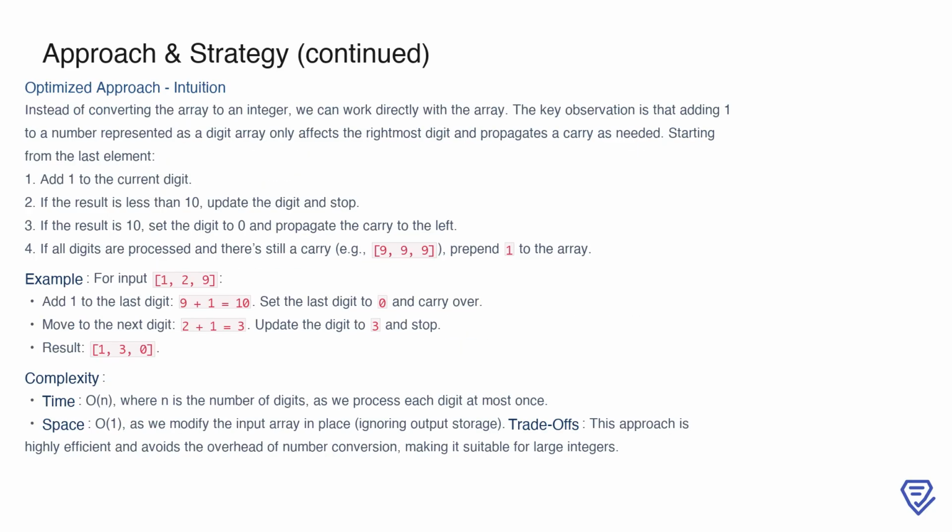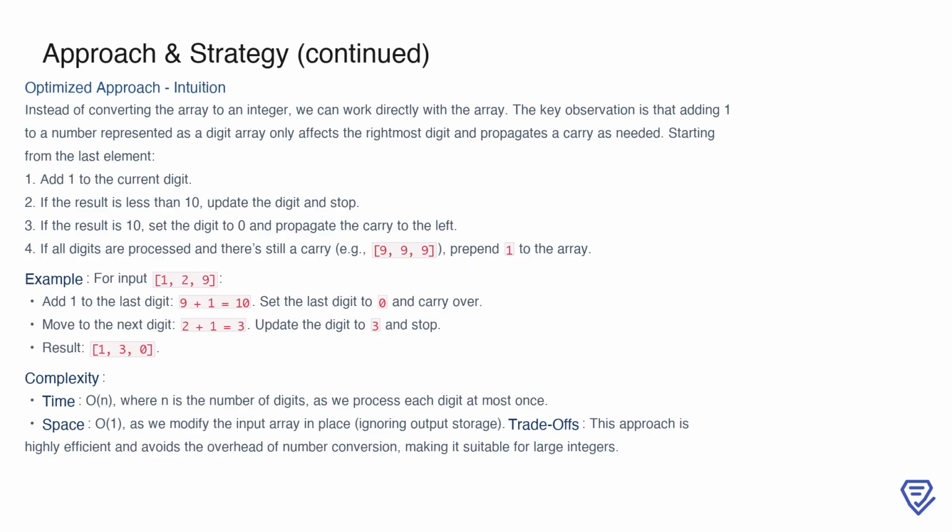A more efficient way to solve this problem is to work directly with the array of digits without converting it to an integer. The optimized approach leverages the fact that adding 1 to a number affects only the rightmost digits, with a carry propagating to the left if necessary. Here's how it works: starting from the last digit, we add 1 to it. If this sum is less than 10, we simply update the digit and stop. However, if the sum equals 10, we set that digit to 0 and carry over the 1 to the next digit. This process continues until the carry is resolved or all digits are processed. In cases where the carry propagates past the first digit, such as 999, we prepend a 1 to the array to represent the new number.